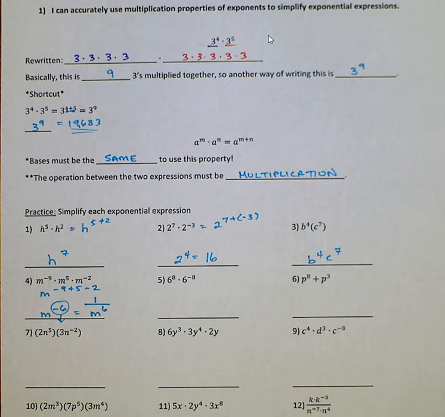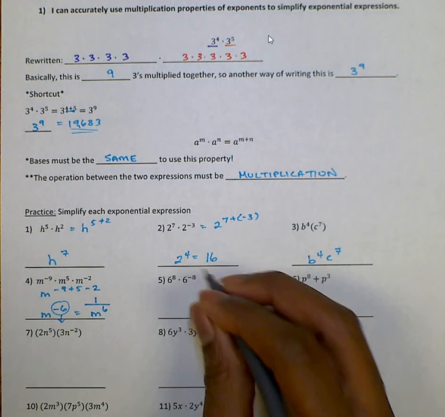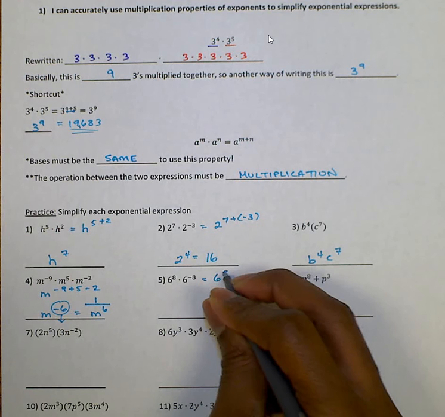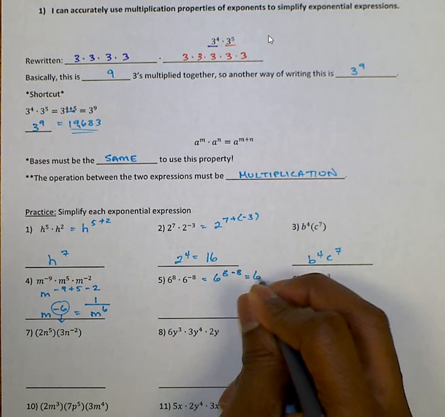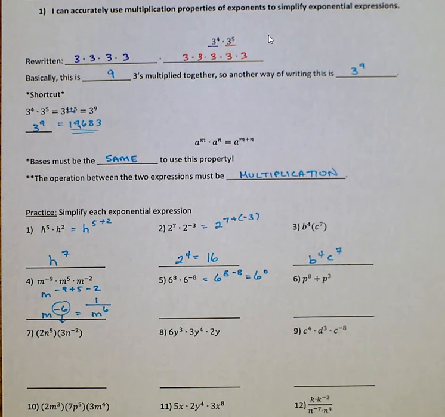Okay, number 5, we have 6 to the 8th times 6 to the negative 8th. So we have 6 to the 8 minus 8, which gives us 6 to the 0 power. Anything to the 0 power is 1.